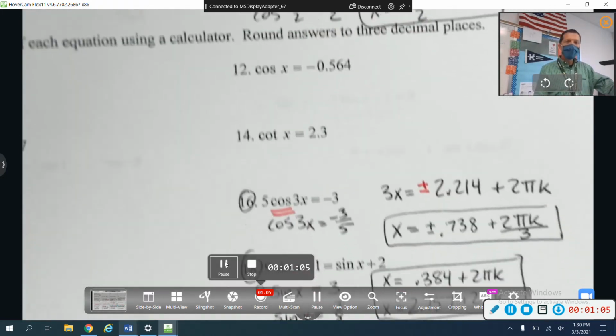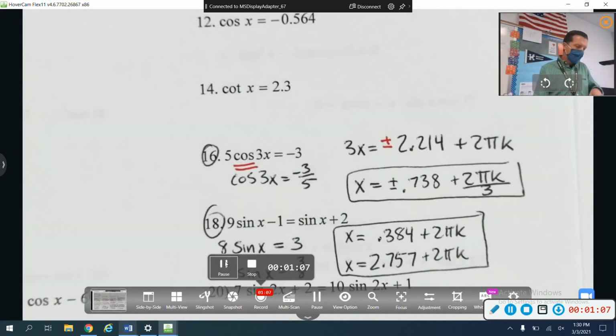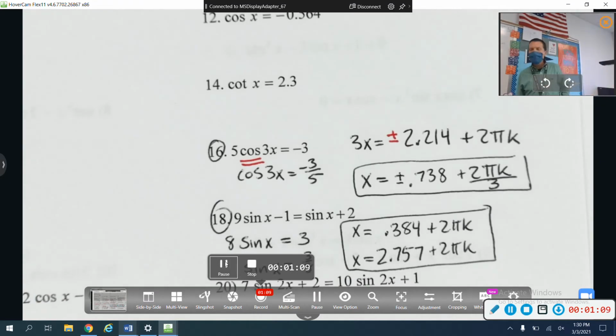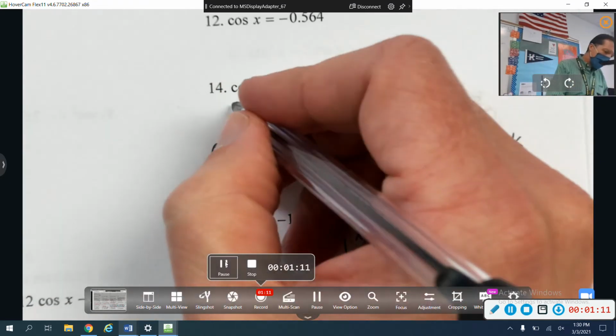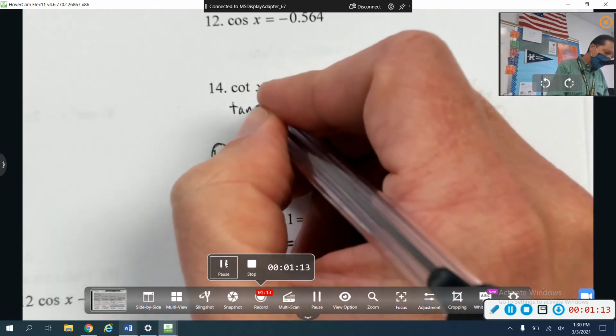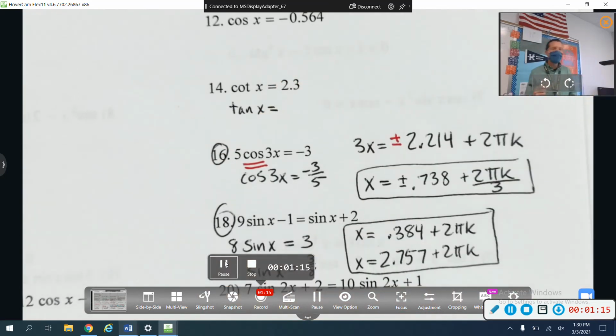Let's look at number 14, because your calculator doesn't have a cotangent button on it. Let's change it to tangent. But what's the price we pay for changing it to tangent? Or how are tangent and cotangent related to each other? They're flips, they're reciprocals.